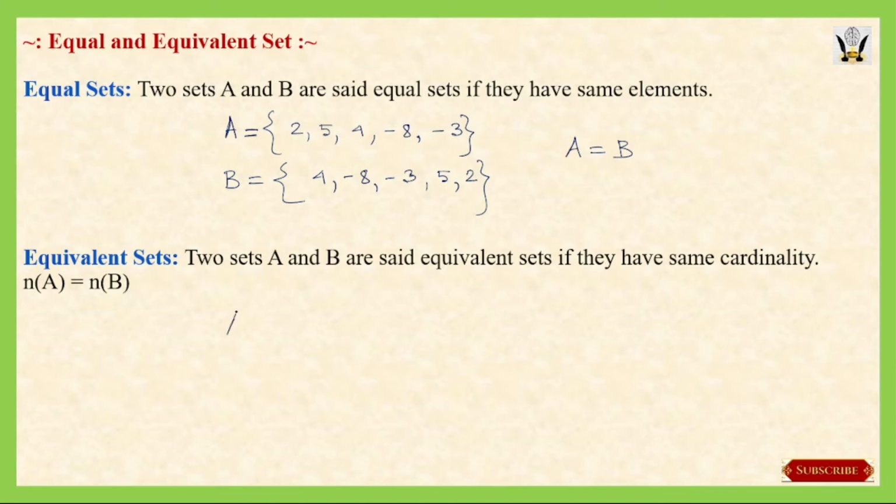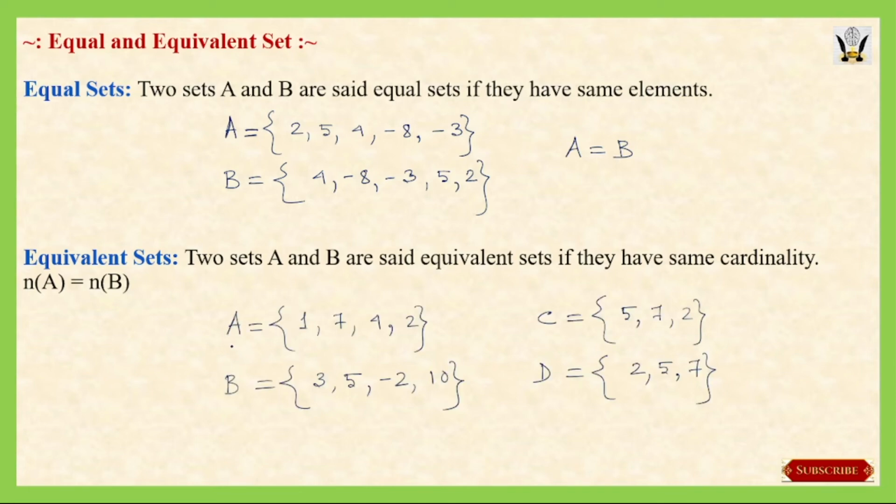As an example, here in sets A and B there are 4 elements, so n of A is 4, and in set B we also have 4 elements, so n of B is also 4. Since both numbers are the same, these two sets will be equivalent sets. We will not look into the real values of the elements, whether they match or not. They are equivalent sets as the cardinality matches. If we look at the real values of the elements, they are different.